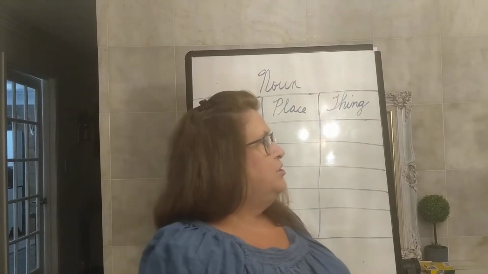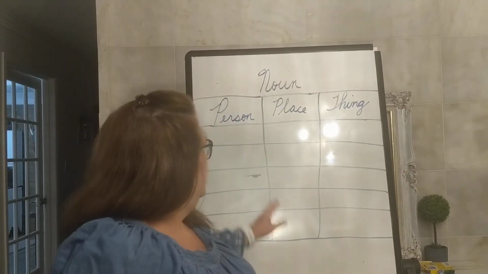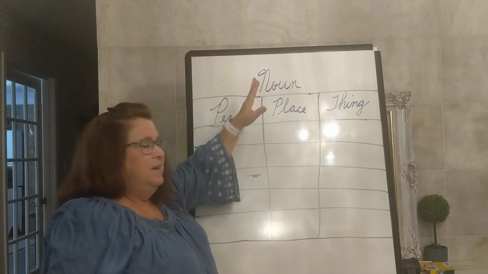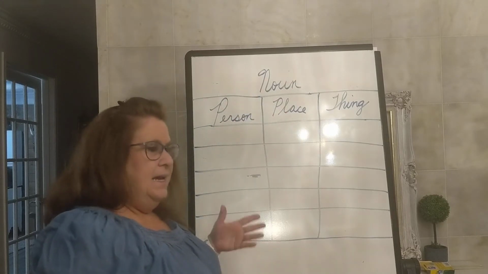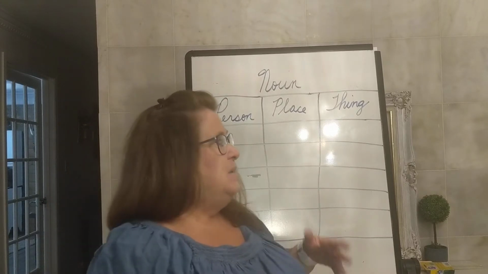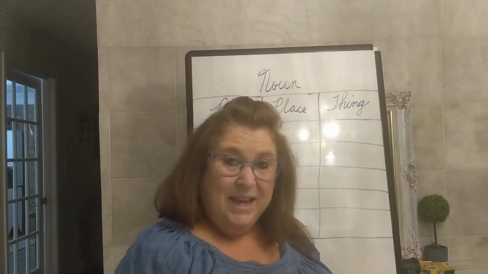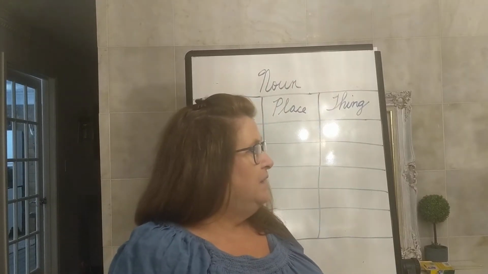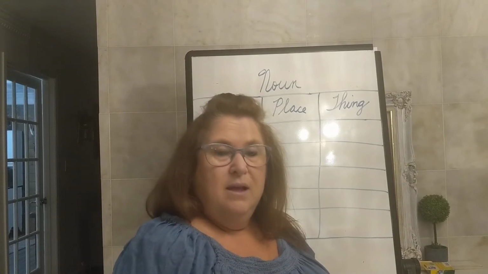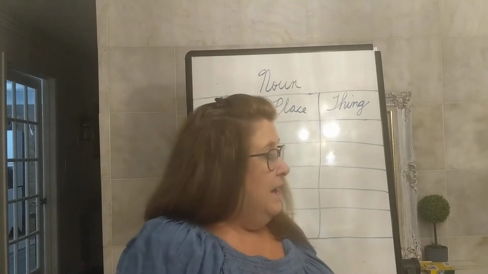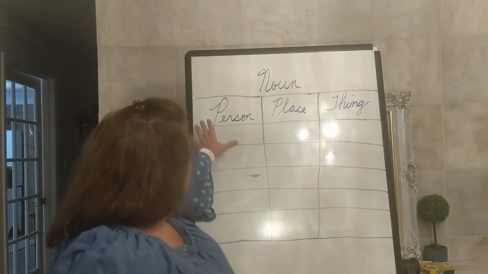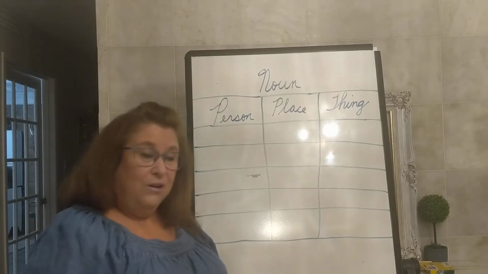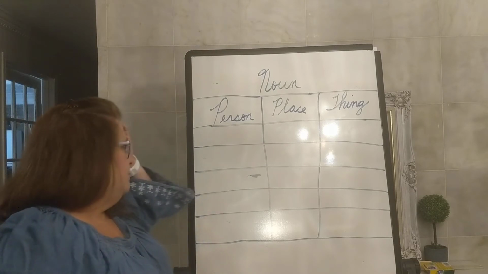Okay, so what we're going to do is we are learning what a noun is today. A noun is a person, a place, or a thing. Any person is a noun. Any place is a noun, and anything is a noun. So we're going to make a list of just a few people, a list of a few places, and a list of a few things, so that you will know that any of those things we have written on our list are nouns, okay?